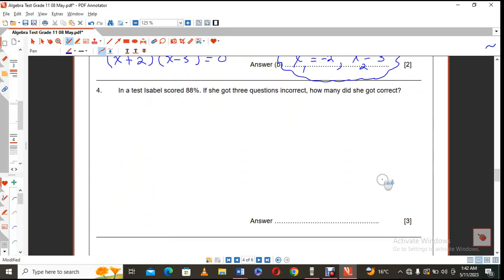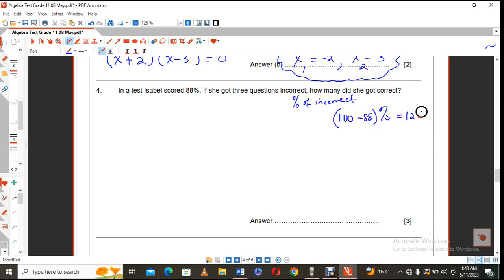Right, I've got a question here, also a very interesting question. In a test, Isabel scores 88%. She got 3 questions incorrect. How many did she get correct? So let's find the ones that she got incorrect. Let's say, what is the percentage of the incorrect answers or questions? Because this 88% represents the ones that she got correct. So that implies 100 minus 88%.